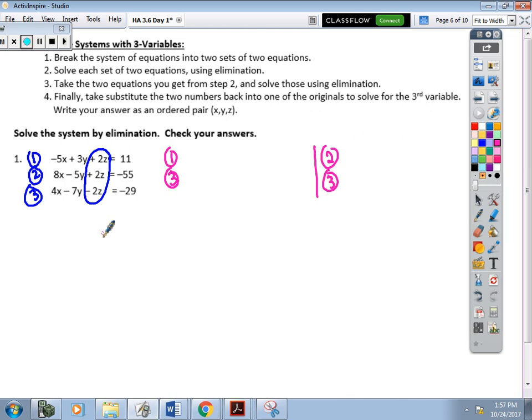Okay? So right now, let's just go ahead and copy those over here. Equation 1 is negative 5x plus 3y plus 2z equals 11. And if you can do this without recopying them, you don't have to, but I just think for the first notes example, it would be good to do it.